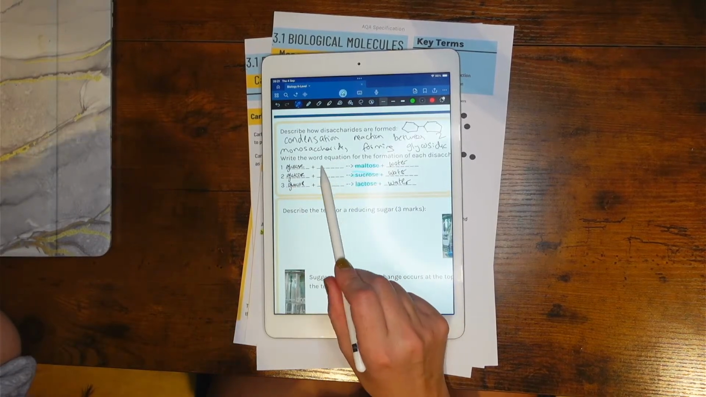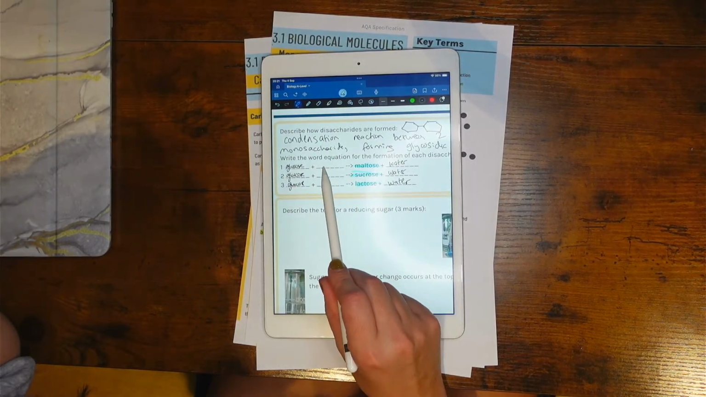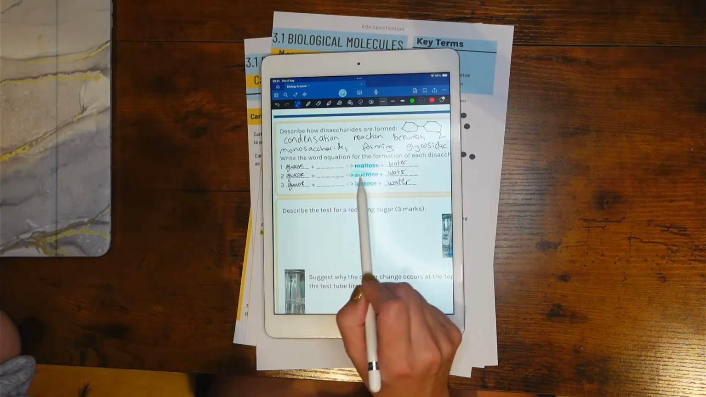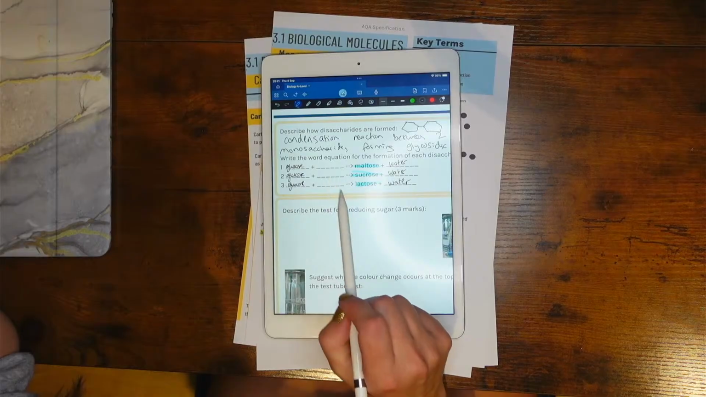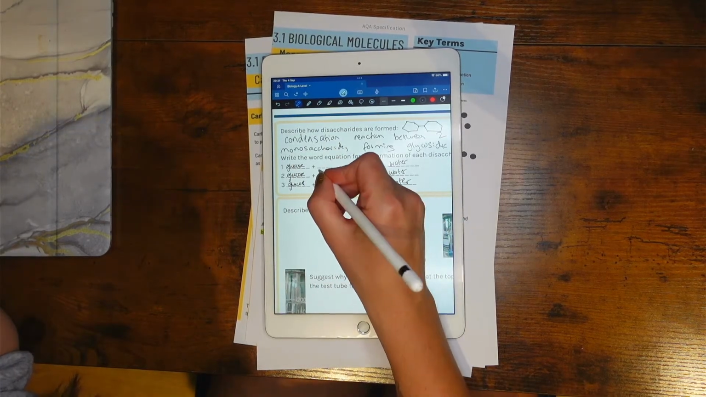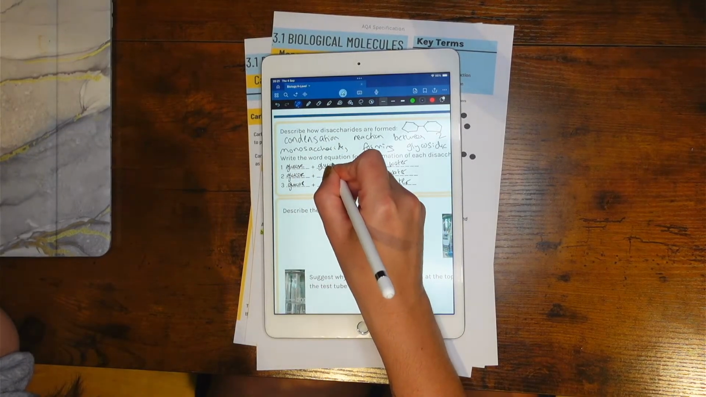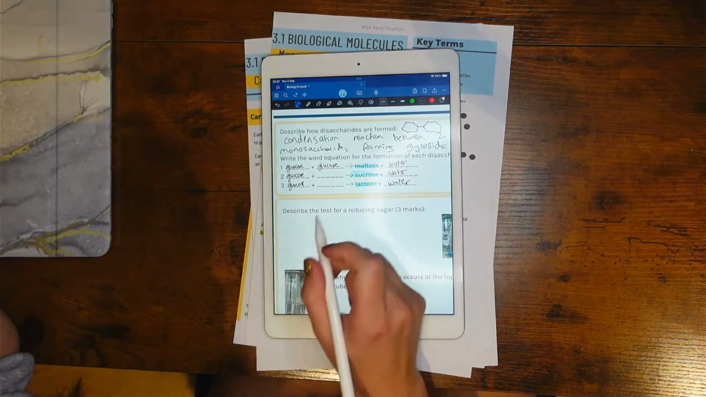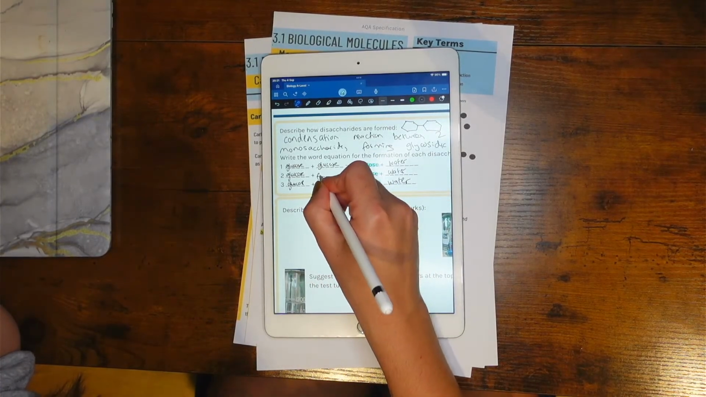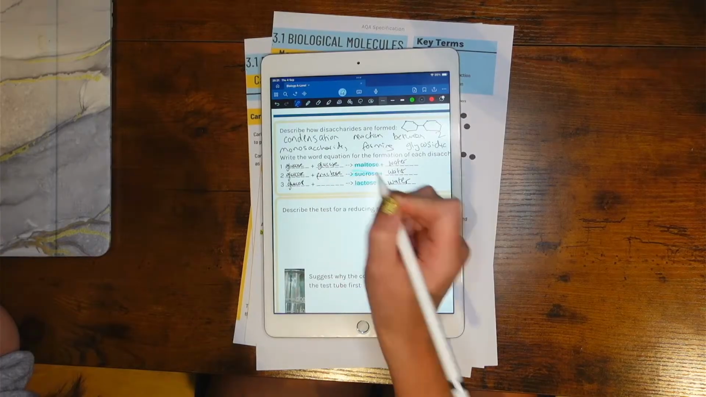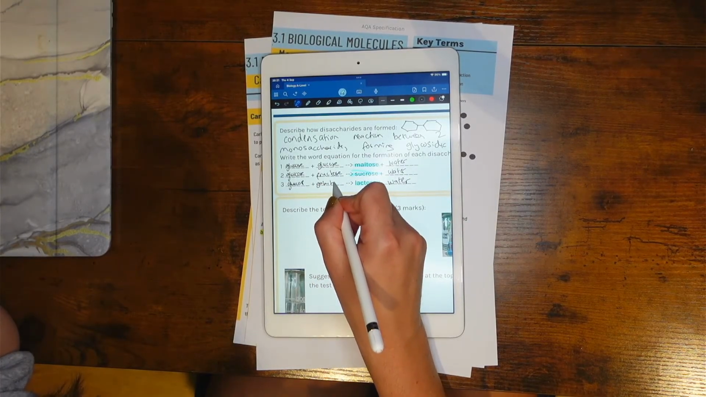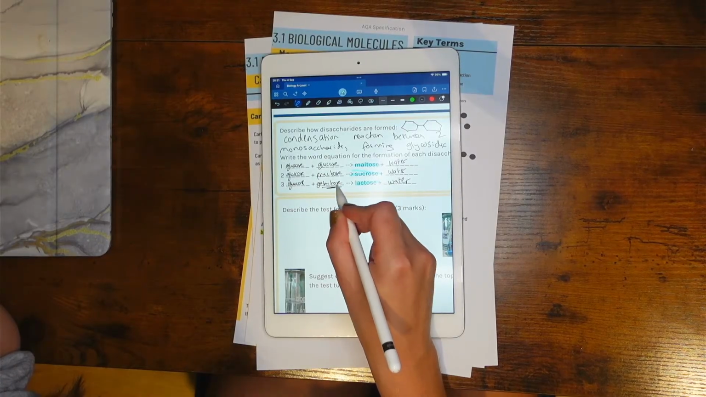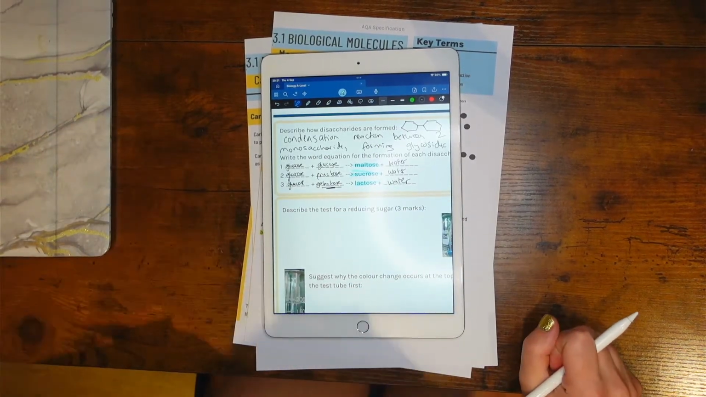And then the only thing that's different is you need to remember what the second monosaccharide is for each of these disaccharides. So glucose and glucose make maltose. Glucose and fructose make sucrose. And glucose and galactose, it's got lactose in the name, make lactose.